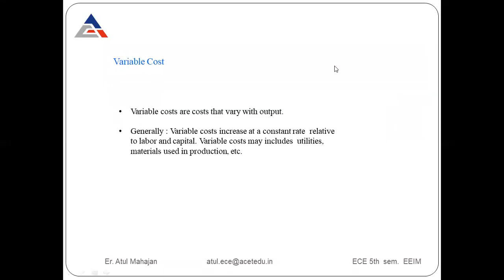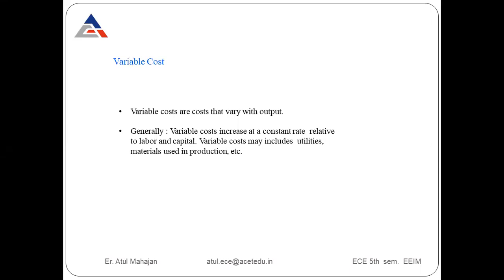Then comes your variable cost. What do you mean by variable cost? Variable costs are the costs that vary with output. So variable costs are not always fixed. As the name suggests, they vary with the output. Generally, variable costs increase at a constant rate relative to labor and capital. Generally the cost is not fixed in the case of variable; they are variable, relative to labor and capital.